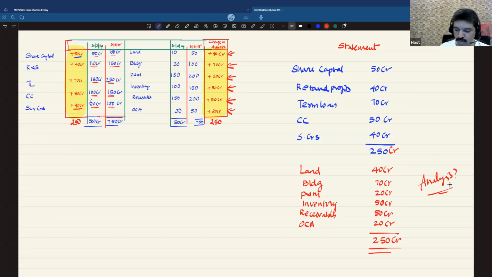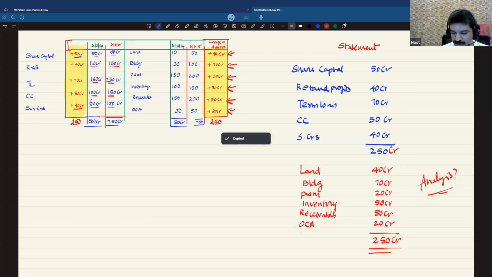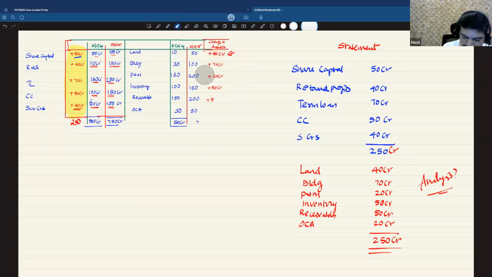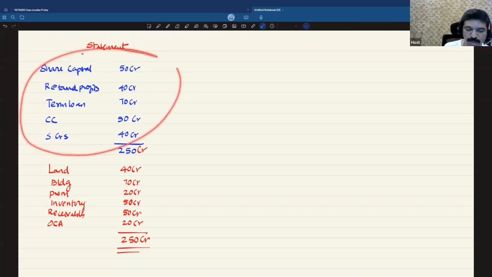If you want to really do some analysis, you have to slightly alter the structure. What alteration? Let's see. Let me just clear this. Okay, listen. Here, funds have come from multiple sources and funds have been used for multiple uses. What we have done is we have put all the eggs into one basket. Yes or no?